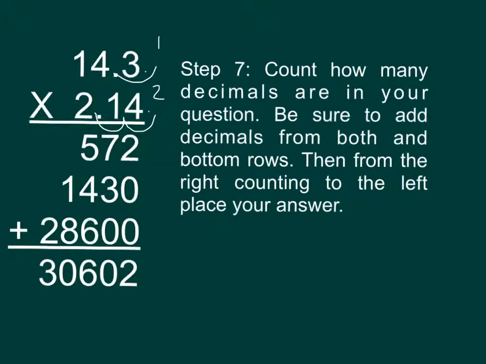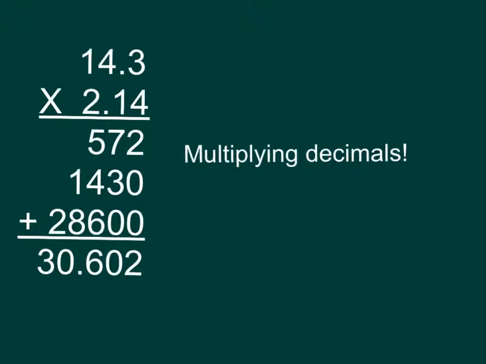So what we're going to do is from the far right, here on the bottom of our answer, we're now going to move our decimal a total of 3 places. So we're starting here, and we're going to move it 1, 2, and 3, and place your decimal there between the 0 and the 6. So our total answer should be 30 and 602 thousandths. And there you are. That's all there is to it.